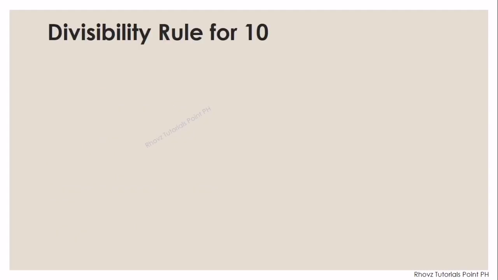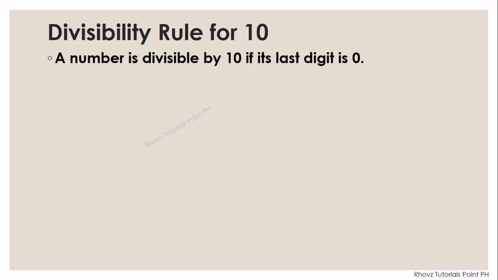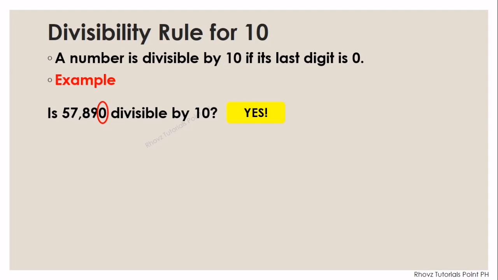Next, divisibility rule for 10. Ito pinakamadali. A number is divisible by 10 if its last digit is 0. So, kapag 0 na yung last niya, automatic divisible na siya sa 10. For example, 57,890. So, since ang last digit niya is 0, ibig sabihin, yes, divisible siya sa 10. Another is 489,120. Yung last digit niya again is 0. Therefore, divisible by 10 siya.